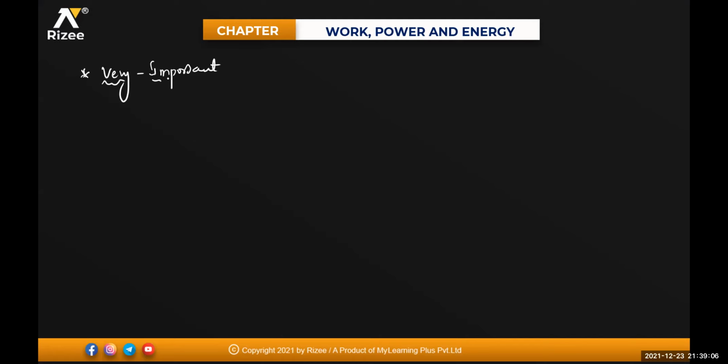Very important cases, beta. First one: if the initial velocity is greater than or equal to under root of 5g into L, beta, what happens? The particle moves in a vertical circle.